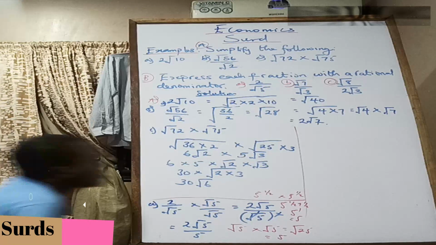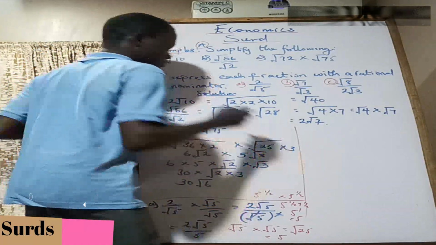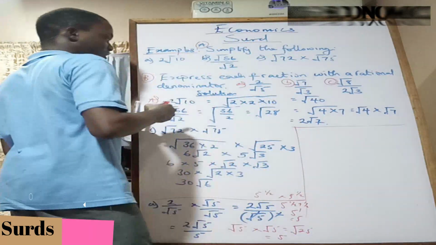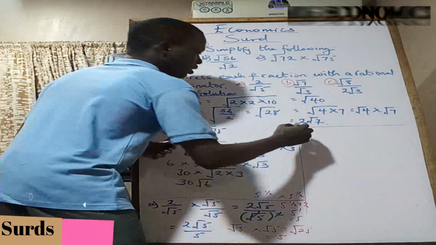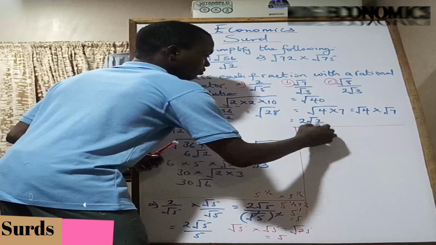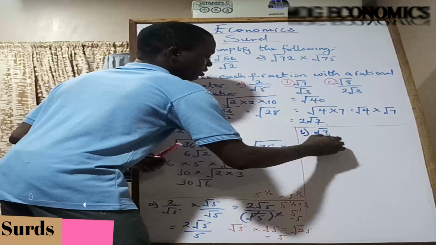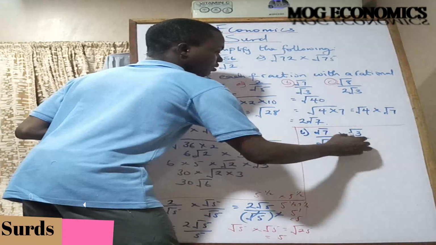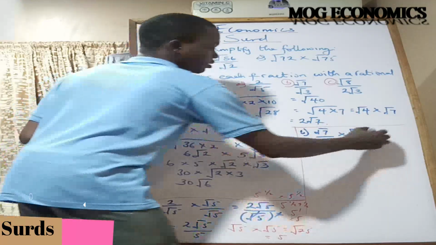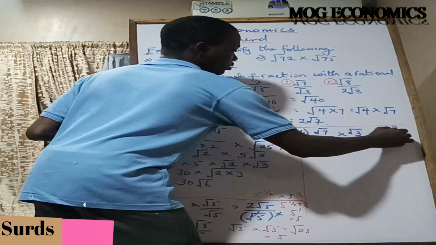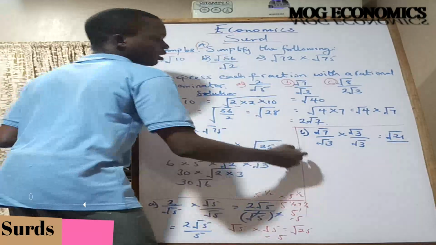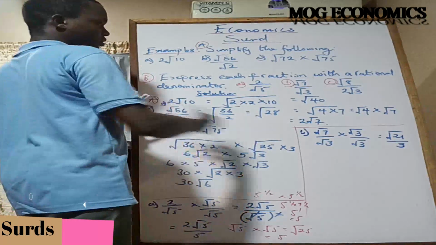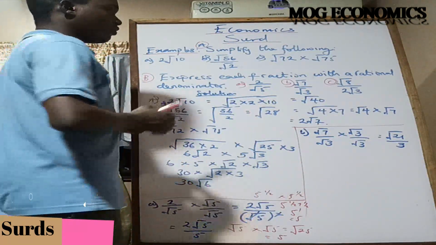Now the second one, it says root 7 divided by root 3. So we multiply the numerator and the denominator by the denominator to clear that out. So for B, root 7 over root 3, and multiply by root 3 divided by root 3. So root 7 times this is going to give us root 21, and divided by 3. So that's root 21 divided by 3. I don't think we can express 21 as a perfect square.